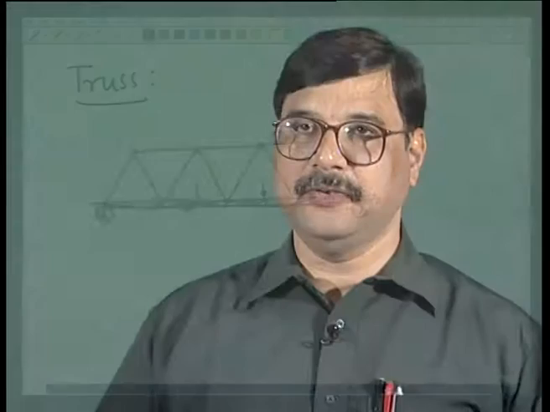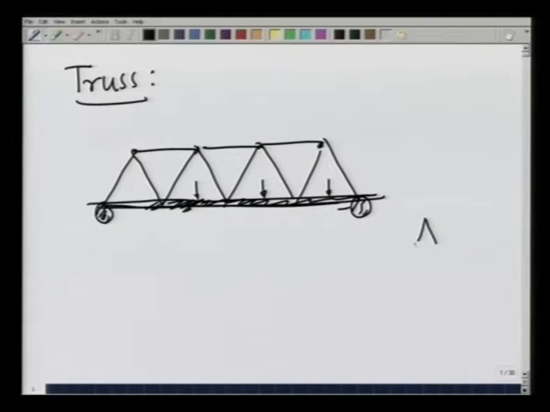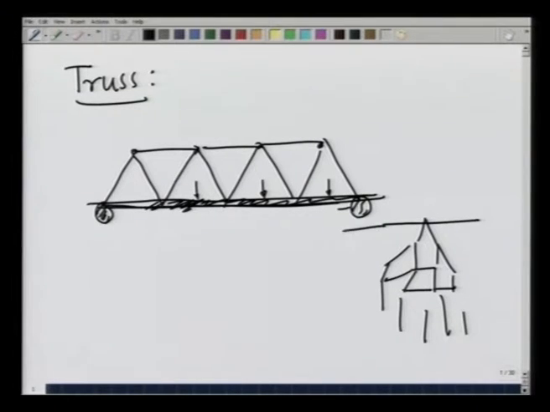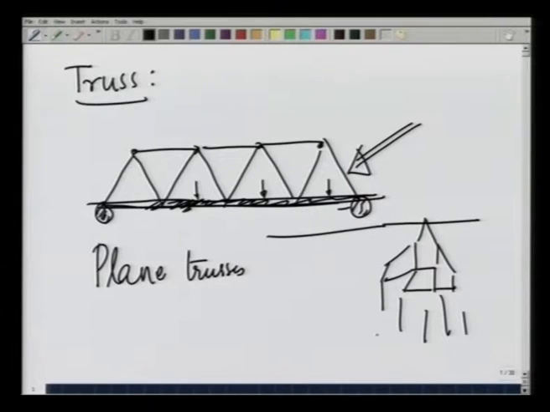Another example of a truss that you see around is the pillars that carry electric wires that have this kind of structure, and the wires are going like this. These are also trusses. In this case, the structure is essentially a two-dimensional structure. So, these are known as plane trusses, and these are three-dimensional trusses. In this lecture, we will be focusing on plane trusses.